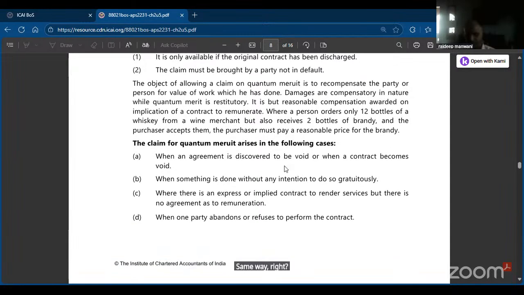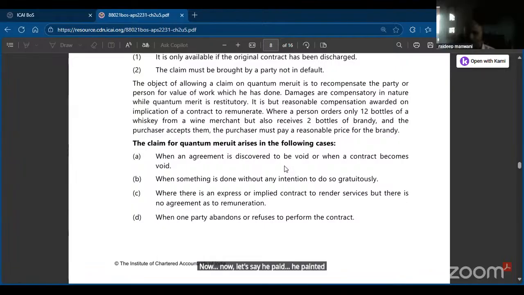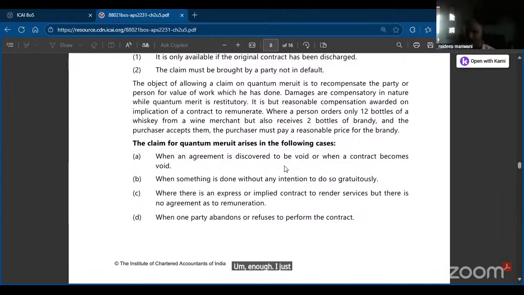So, an express or implied contract. Pranav says, I will paint your house. He told Sana, I'll paint your house. But they didn't agree upon the price. Now let's say he painted 50% of the house or 60% of the house. And then Sana says, I don't want your services. I just don't want the services because I am going to London.